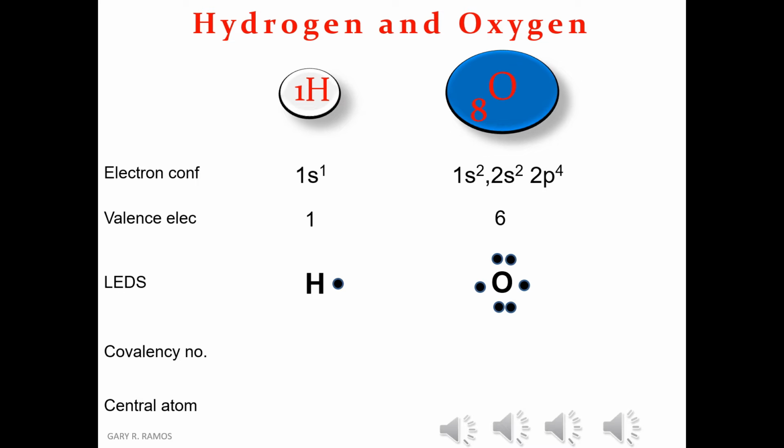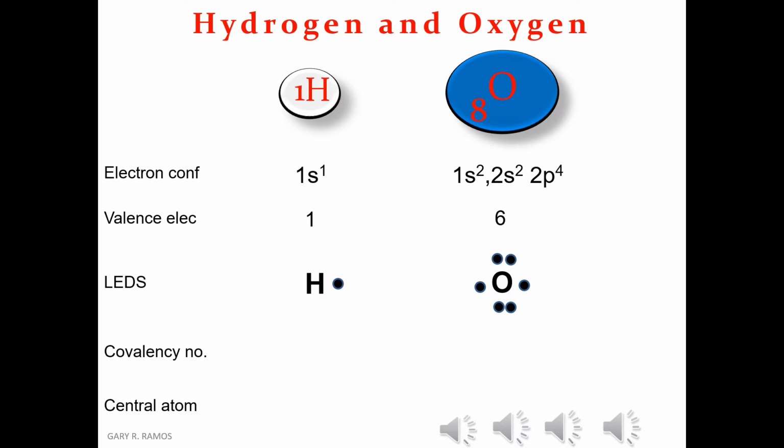According to the octet rule, an atom will only become stable if it has 8 electrons at the outermost shell or its valence electron is said to be 8, except for some atoms such as hydrogen and helium. For hydrogen and helium to become stable, they need only 2 electrons at the outermost shell.